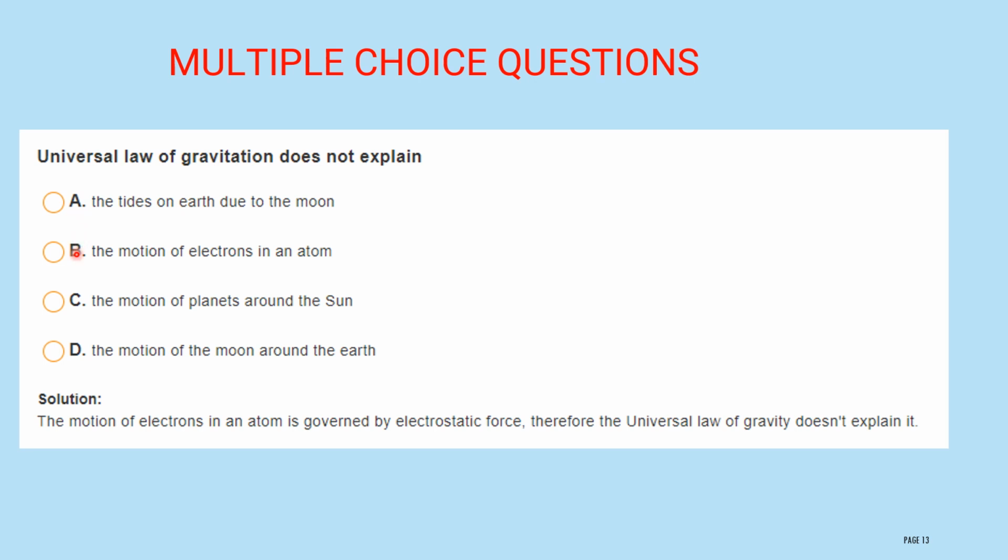Option B, the motion of electrons in an atom. Yes, this is the wrong one. The motion of electrons in an atom is not explained by the universal law of gravitation. Option C, the motion of planets around the Sun, is explained by it. The motion of the Moon around the Earth is also explained by the universal law of gravitation. Therefore, option B is the wrong statement regarding the universal law of gravitation.